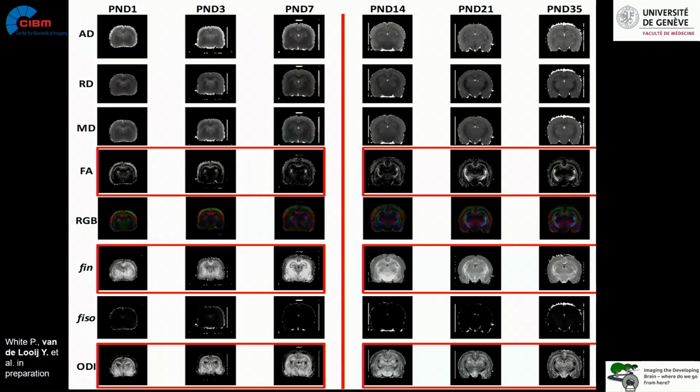So we have some rat brains that have been scanned ex vivo, at postnatal day 1, 3, 7, 14, 21, and 35. So we have the DTI derived parameters and the NODI derived parameters. We see on the images that we have really two different kinds of contrast between postnatal day 1 and 7, and 14 and 35. It's really different, on the fractional anisotropy, intraneurite volume fraction, or orientation dispersion index.